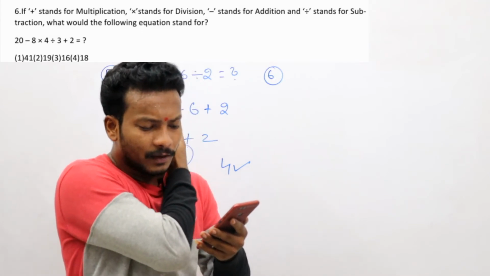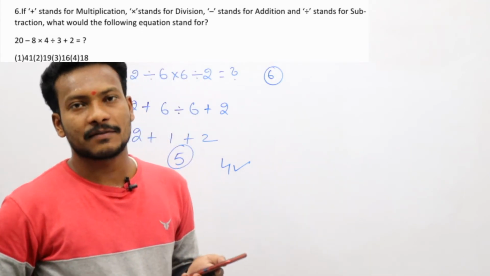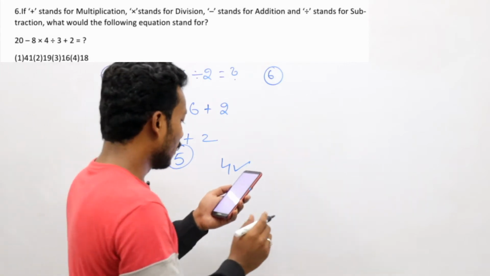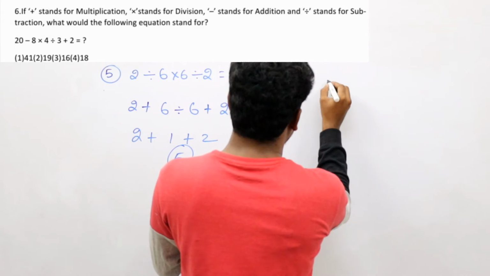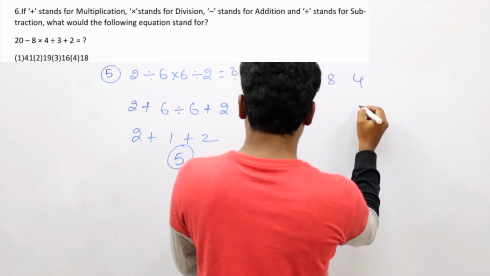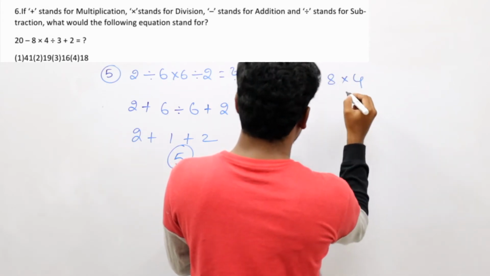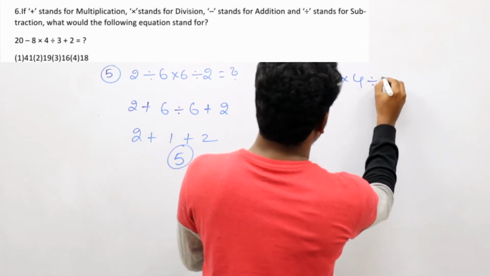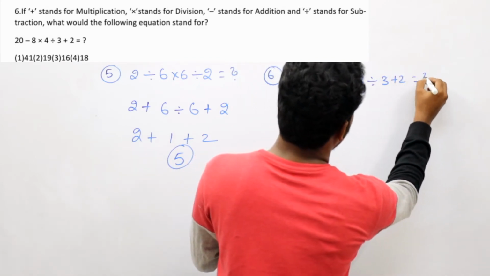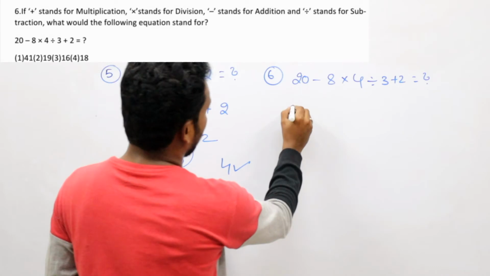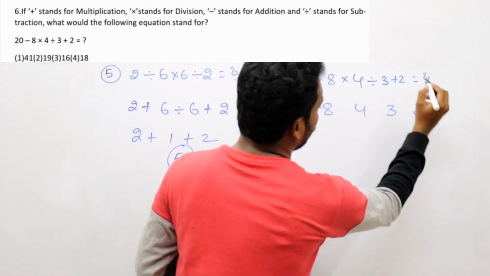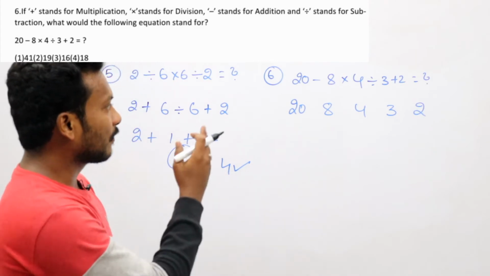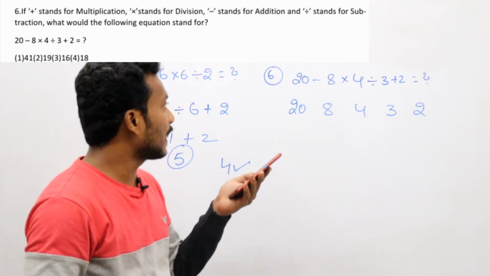What would the following equation stand for? Again, 'following stands for' means a simplification question. Sorry, not simplification, this is also a substitution. 28 minus 4 into 4 divided by 3 plus 2. Now he is asking what is the value. First I am writing the numbers as it is, 28 4 3 2. In the places of these values we are substituting other values.